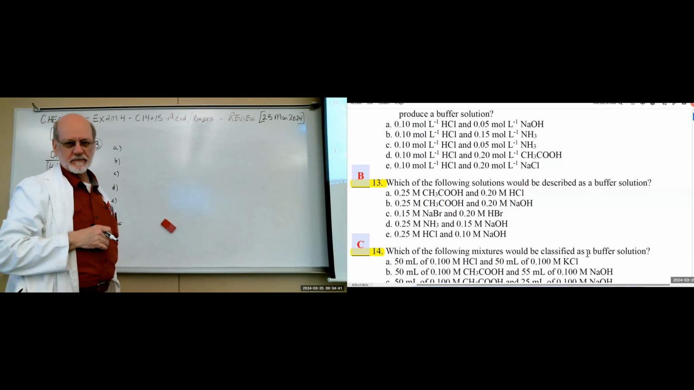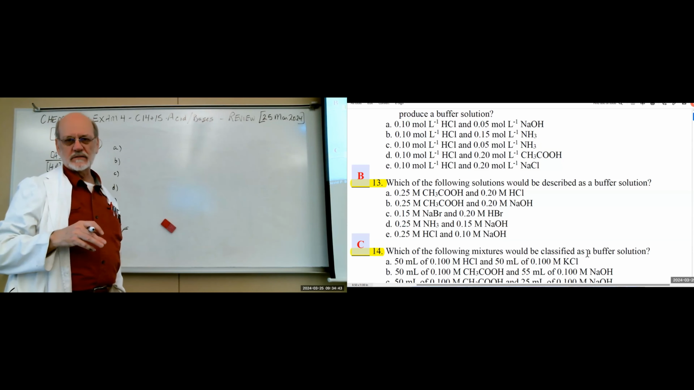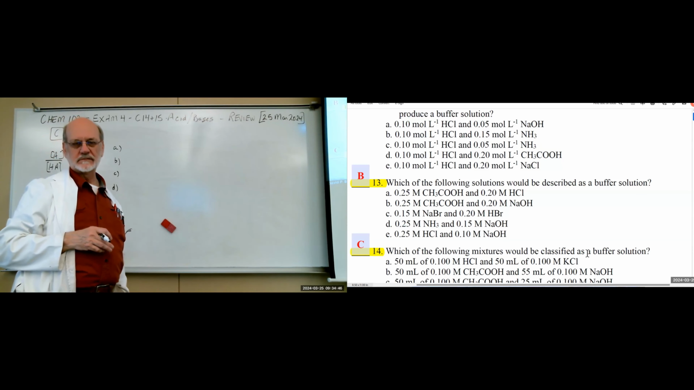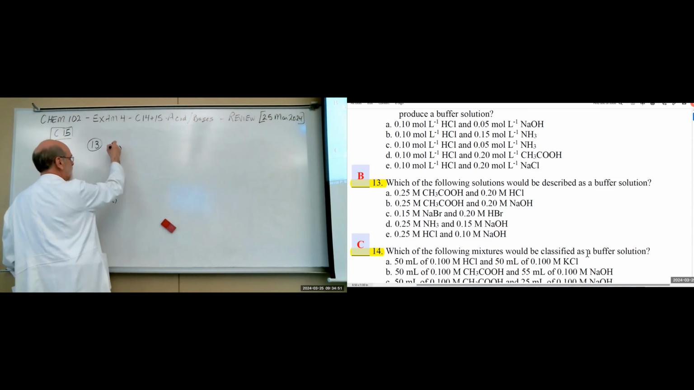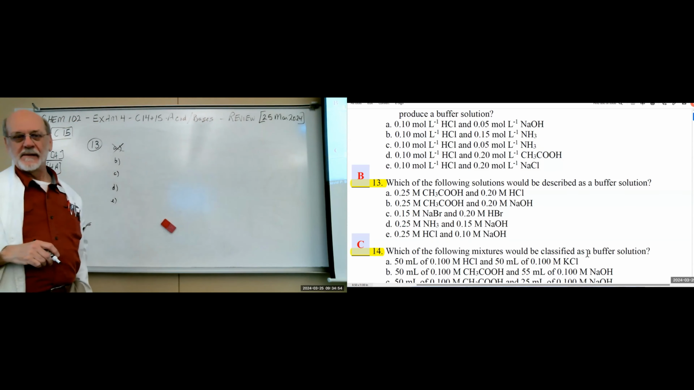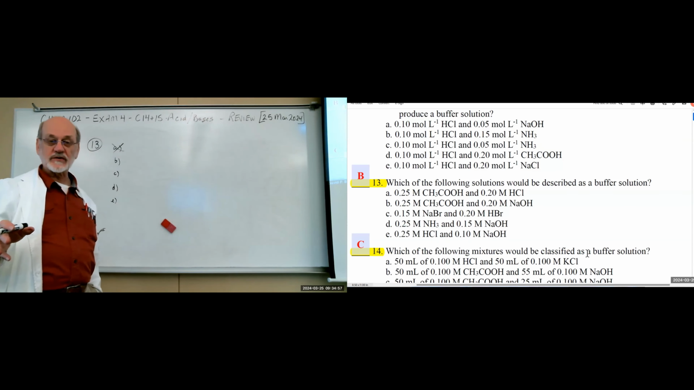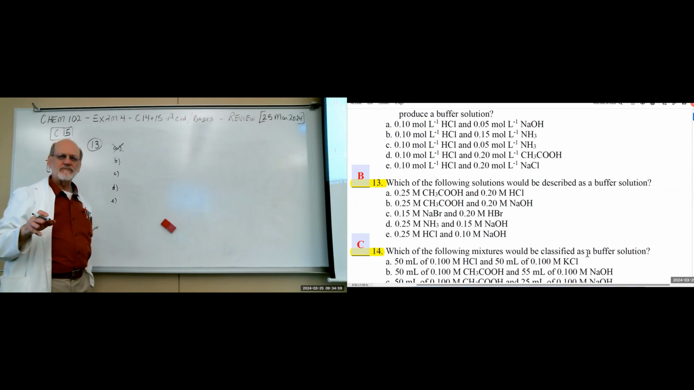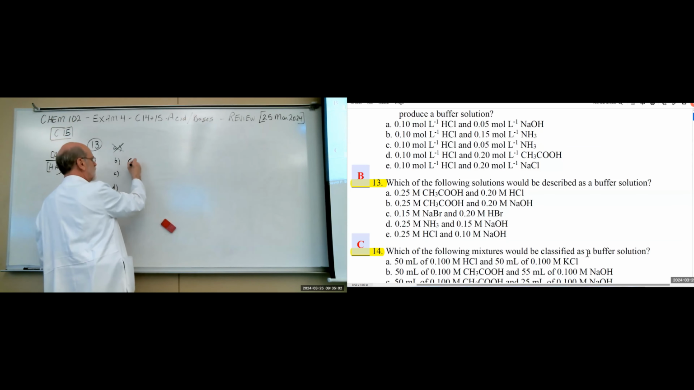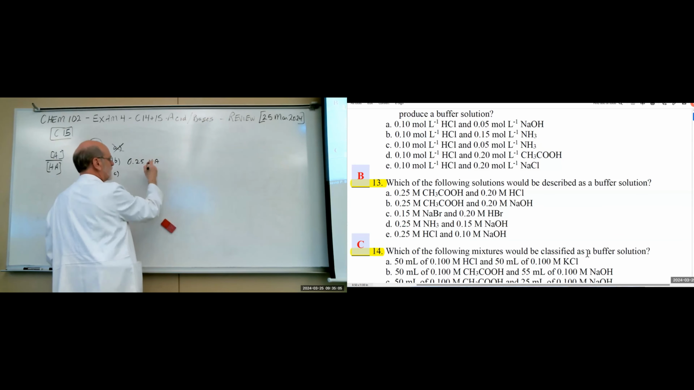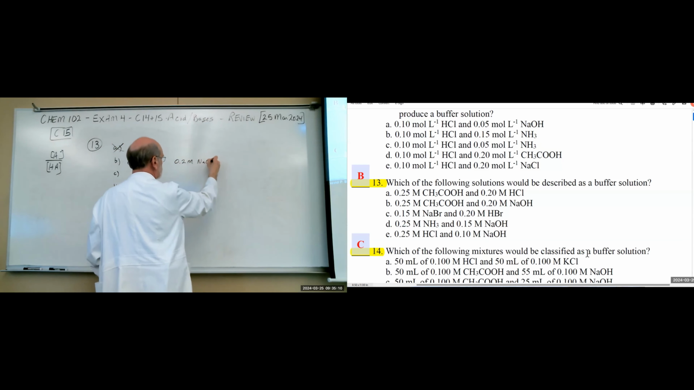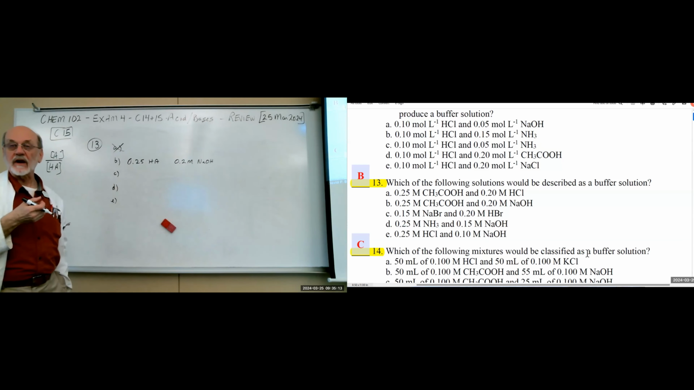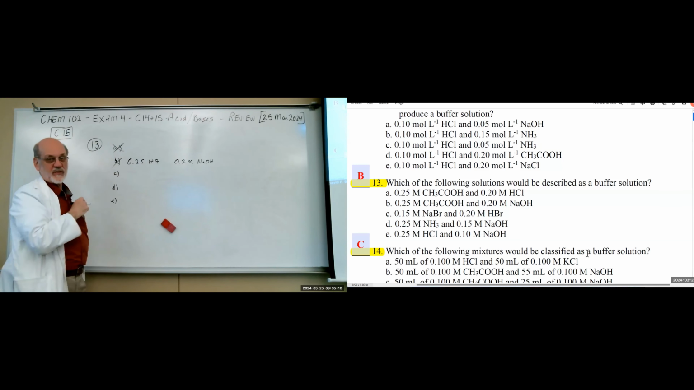So how about that first one? Acetic acid and HCl. Well, you get two acids, right? You can't form a buffer with two acids. How about acetic acid and sodium hydroxide? Well, 0.25 molar acetic acid, 0.25 molar of the acid, and 0.2 molar of the base is going to put you very close to the equivalence point. You're nowhere near the buffer zone. So that can't be.